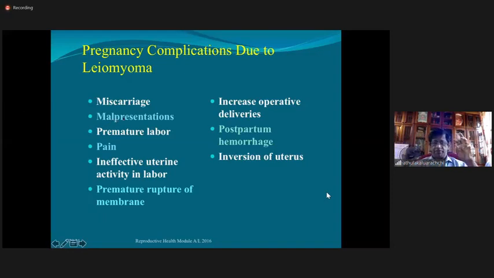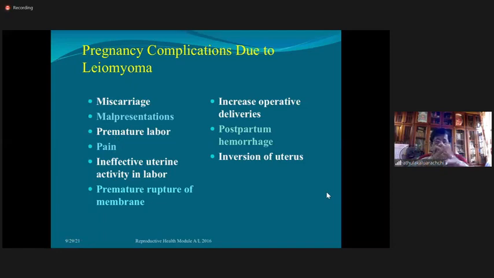Okay, because if there's a fibroid projecting into the uterus, it can prevent the baby from turning inside the uterine cavity. It can resist the turning, and it can lead to malpositions and malpresentation. People with fibroids are likely to have preterm labor. I said they can have pain because of degeneration that can happen.